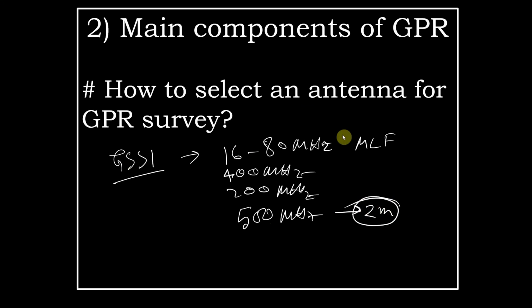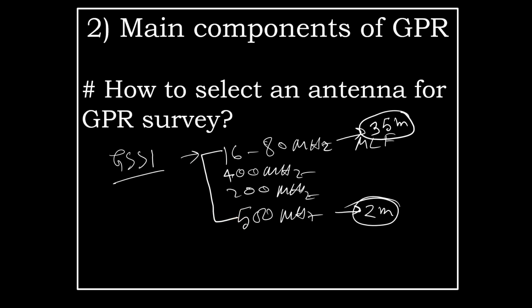And 60 to 80, you can consider, it can penetrate up to 50 meter, but in practical, let's consider something in between them. So the GPR signal can go up to 35 meter. Okay. So for geological investigation, you will be using 10 to 500 megahertz antennas.